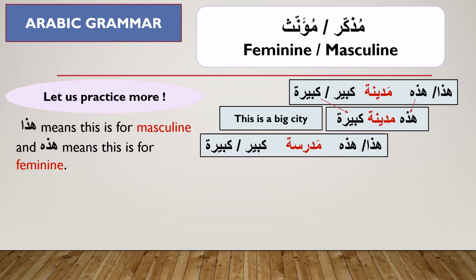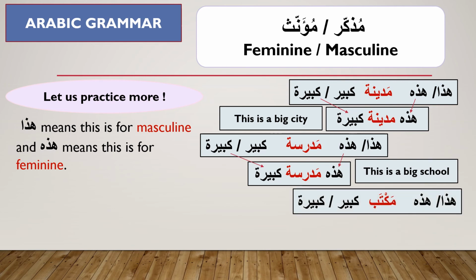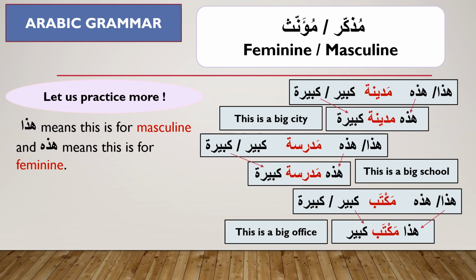What about مدرسة? It is also feminine because of the ta marbuta. So we choose the same pronouns and the same adjectives. So we say هذه مدرسة كبيرة. This is a big school. Look at the noun مكتب. Definitely it's a masculine noun because no ta marbuta is there. So our choice will be هذا مكتب كبير. This is a big office.